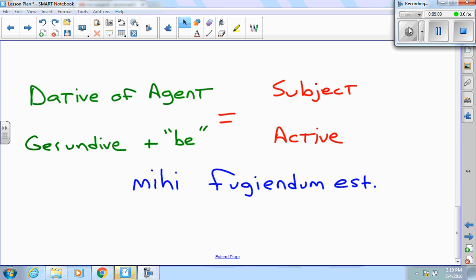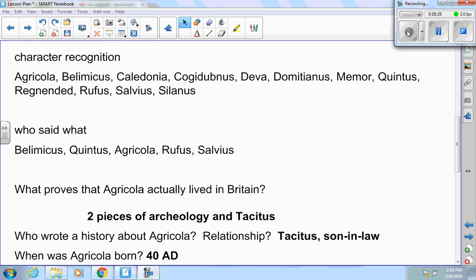The gerundive plus be in Latin becomes the active verb in English. Here, mihi is the dative of agent, so I'll make that the subject, I. The gerundive plus be is fugiendum est, that is, must be fled. But I'm going to change it to active. I, the dative of agent, becomes the subject: must flee. That's the active form of fugiendum.